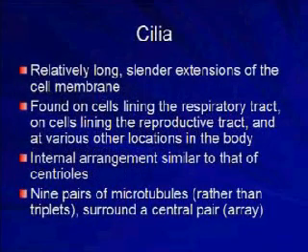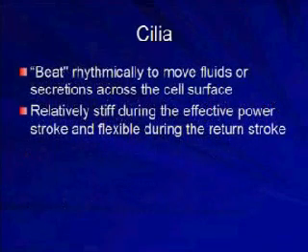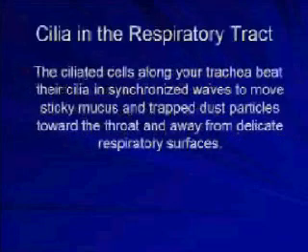Now cilia are relatively long, slender extensions of the cell's membrane, found in cells lining the respiratory tract, cells lining the reproductive tract, and various other locations of the body. Internal arrangement is similar to that of centrioles: 9 pairs of microtubules rather than triplets surround a central pair, the array. Cilia beat in a rhythmic fashion, so they move fluids and secretions across the cell surface, relatively stiff during the effective power stroke and flexible during the return stroke.